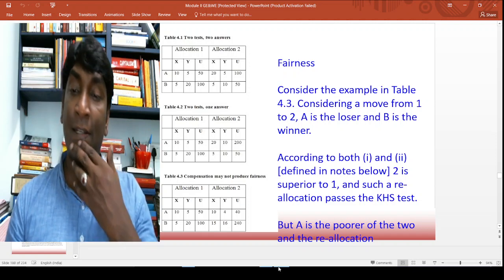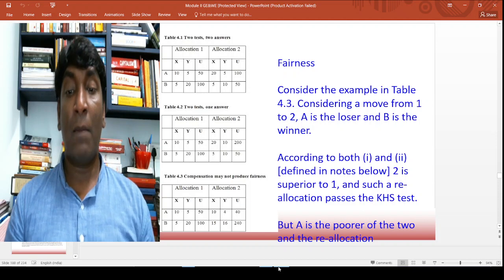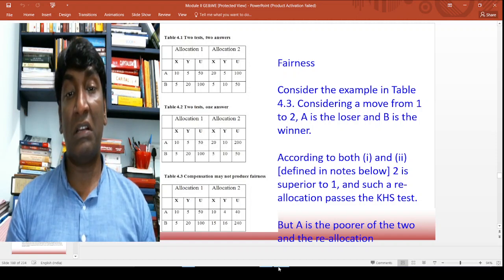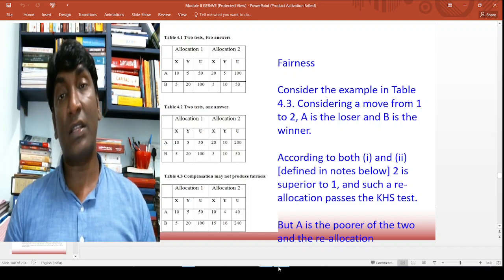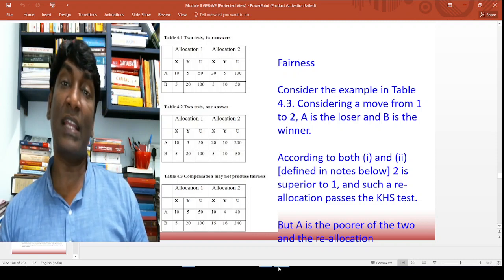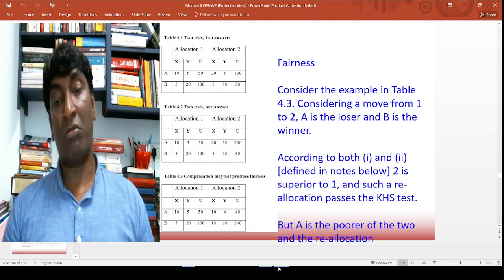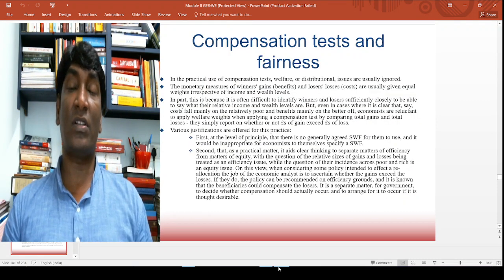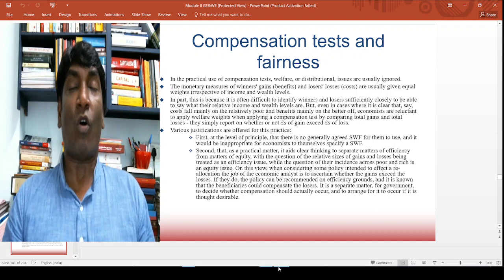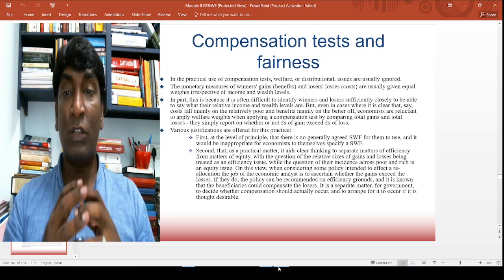If you define it, note that 2 is superior to 1 and such a reallocation passes the Kaldor-Hicks and Scitovsky tests. But A is the poorer of the two, and the reallocation in that sense. Even if you do that, of course, there is a massive increase in the welfare, or sorry, a massive increase in the efficiency of that kind, and you say that it is being approved. But what actually happens in the real context is that there is a clear case of fairness violation in that sense. So this is the problem with compensation of that kind, but it doesn't mean that this is always the case. But anyway, we will be looking into that aspect in a detailed fashion later. So let's look into the compensation test and fairness aspect.